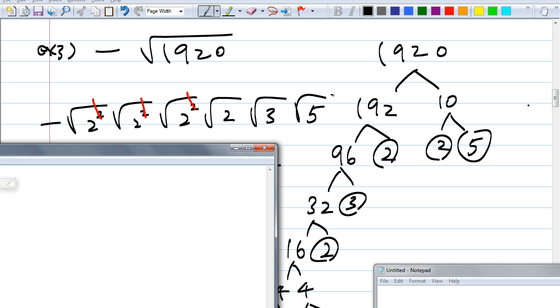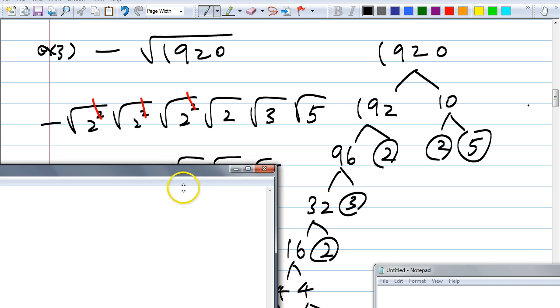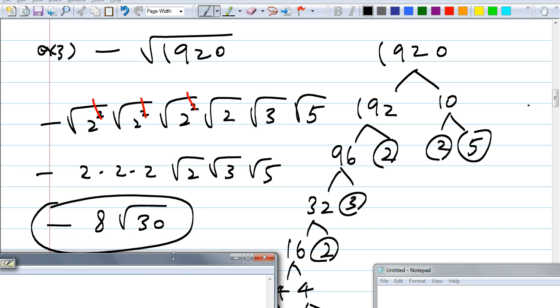That's simply square root of 30. Okay. Correct. So you should get negative 8 square root of 30, right? Don't add these together. We're multiplying everything, right? These are all products. Any question?